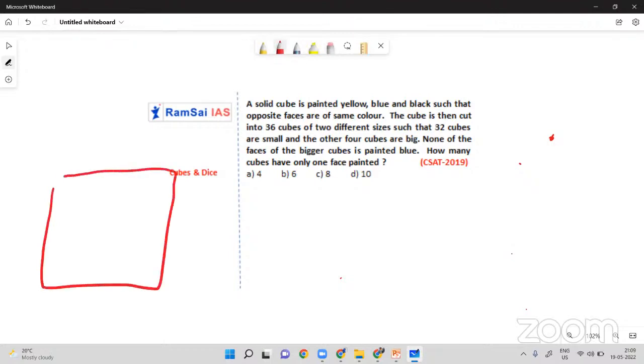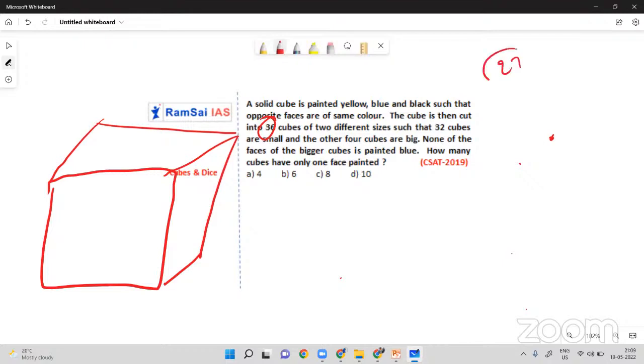See, this is a big cube which has few smaller and few bigger sides. So 3 different colors, opposite faces are with the same color. Now it has total 36 small cubes. If it is a 3 by 3 cut, then 3 into 3 into 3, 27 small cubes only possible. But here it is more than 27, means it must be 4 into 4 into 4 cut. But 4 into 4 into 4 cut will be 64 smaller cubes, but they said only 36. How can it be possible?